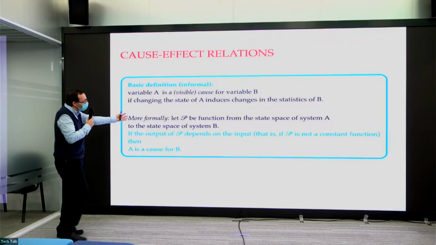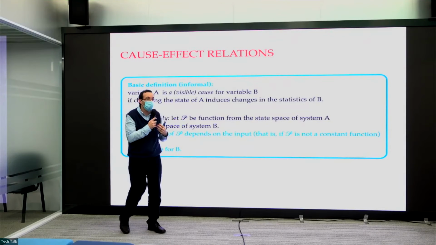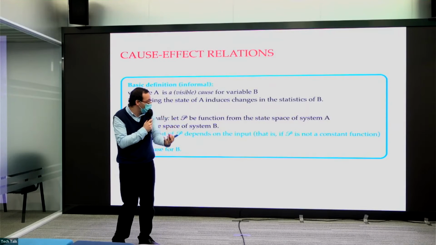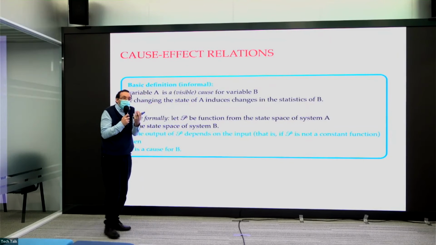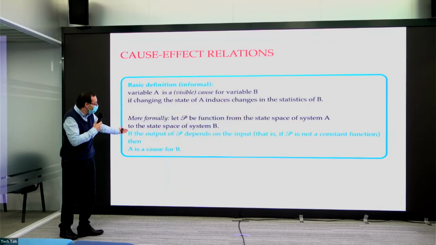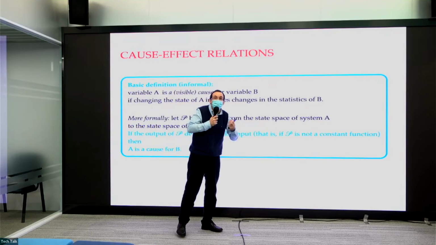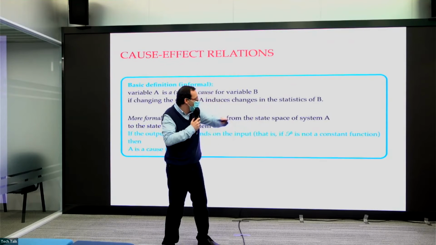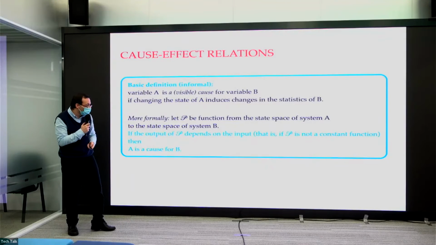So more formally, this would mean that there is some function, some process P that goes from the state space of system A to the state space of system B. So it tells you how the state of A is transformed into a state of B. And if the output of this process depends on the input, so if this function P is not a constant, if it is a function that has some non-trivial dependence, then you would say that A is a cause for B.